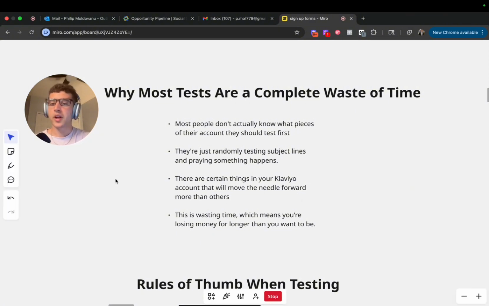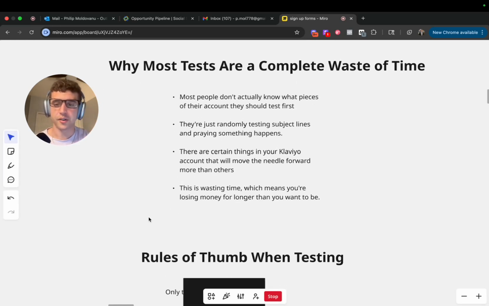And so what happens when you're testing random things that aren't really moving the needle forward is, sure, maybe you're getting slightly higher open rates, very marginal improvements, but you're just wasting time, which means you're losing money for longer than you want to be. Because every test you don't run, there's opportunity cost involved, as you guys know. So you don't want to be letting things slip away when there's literally a gold mine, and I'll show you, sitting under your nose with some of these tests.